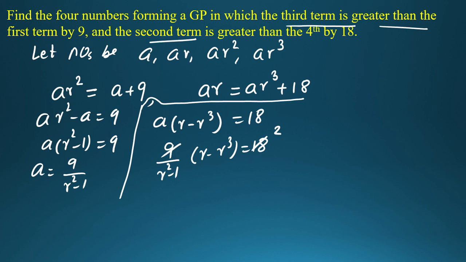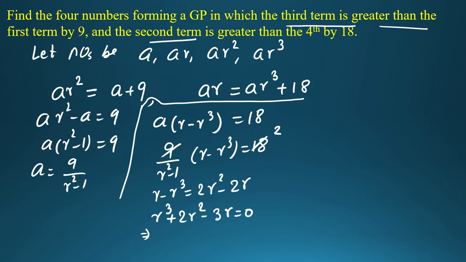So it will be 8r minus r cube is equal to 2r square minus 2r. So what we can see here, r cube plus 2r square minus 3r is equal to 0. It can be divided by r because r is a common ratio, so it cannot be 0. Okay, so it will be r square plus 2r minus 3 is equal to 0.